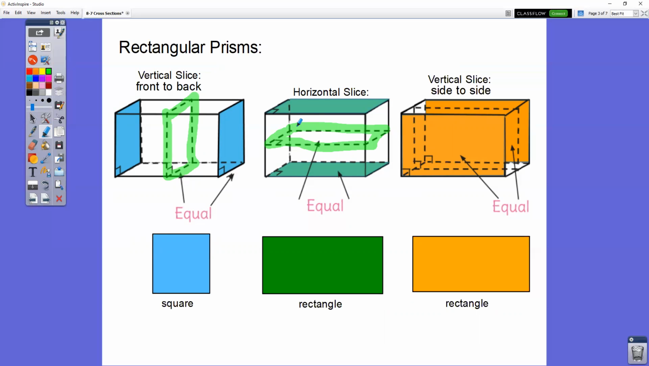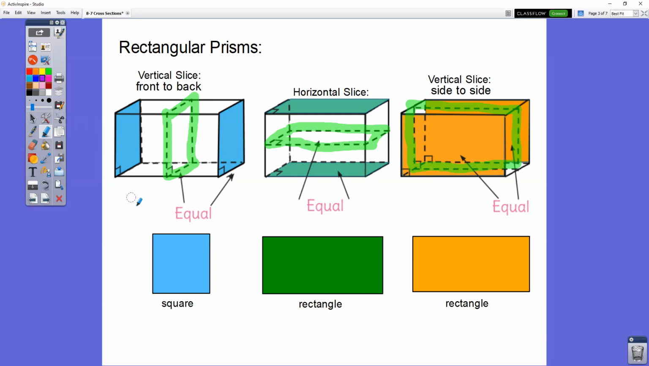If we took a horizontal slice, remember horizontal means side to side. If we sliced it like that and opened it up, because you have a rectangle on the top and a rectangle on the bottom, you would still see a rectangle. We could do a vertical slice as well. We'd be slicing it in the middle here, up and down. That would be side to side, but it would be up and down. When we would open it up, because you have a rectangle on the front and a rectangle on the back, you would still see a rectangle.